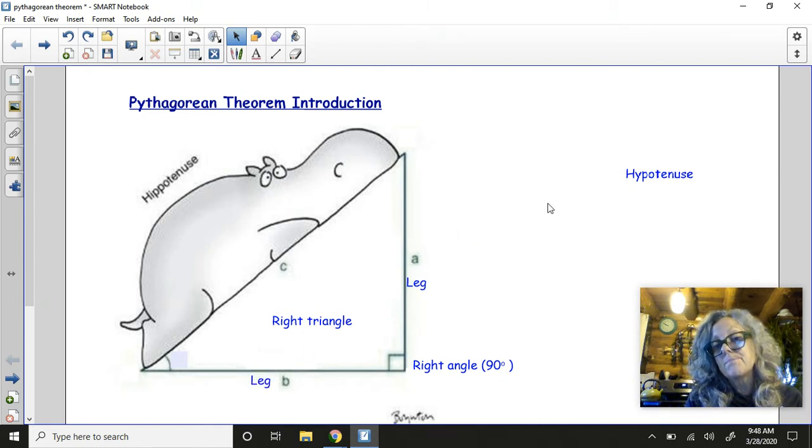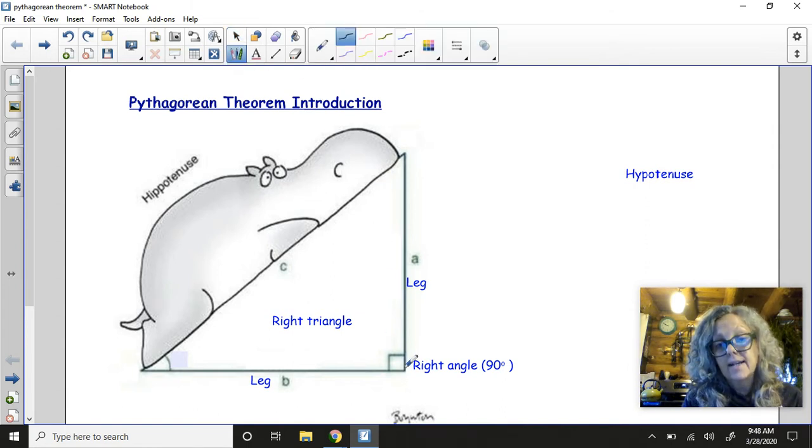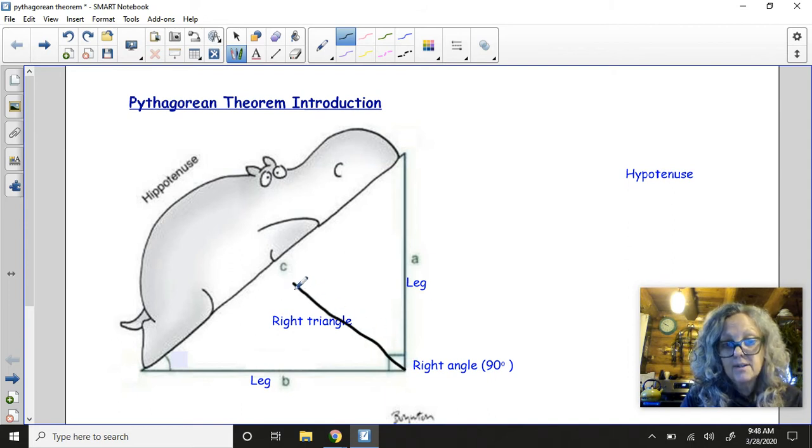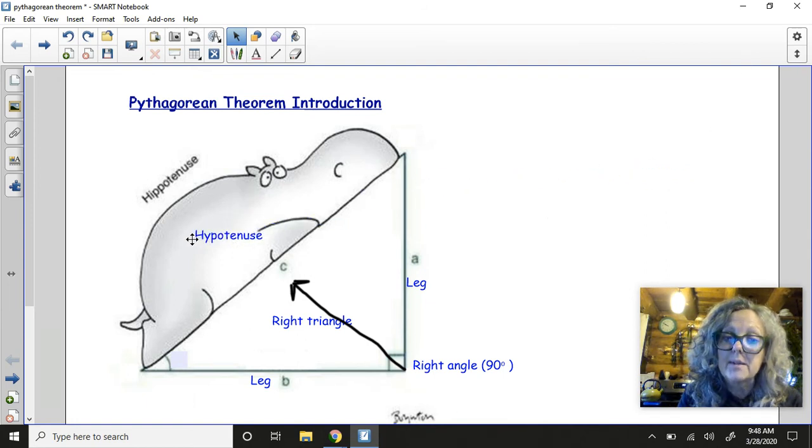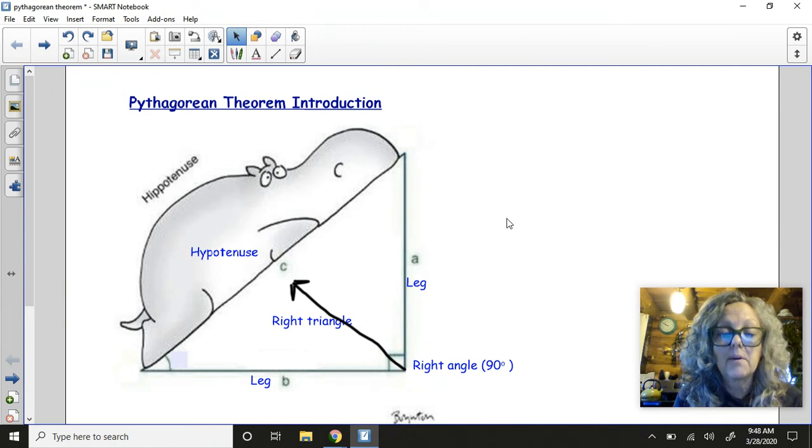And then there's a very special side. If you take an arrow up from that right angle, turn it into an arrow here, little arrowhead. It'll be pointing to a very special side, and that's always labeled as C, and that's called the hypotenuse. Not the hippopotamus, but the hypotenuse. Okay? So that's what you need to know about a right triangle.